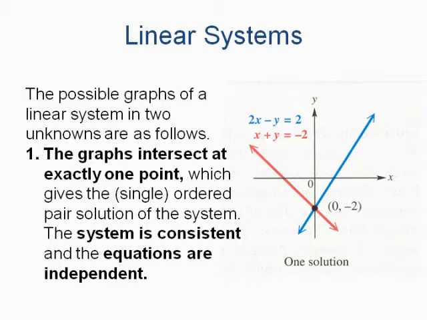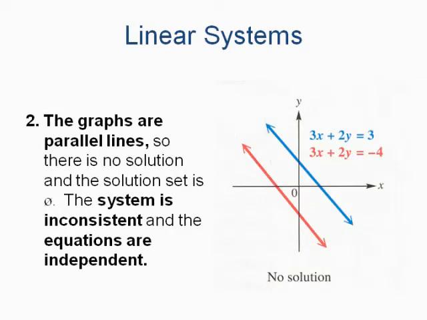Okay, now if you think about this, if we're plotting two lines on the same graph, there are three different things that could happen. The lines could intersect at exactly one point, which is shown in this picture. And this system is called a consistent system, and the equations are independent of one another. That's what we're really trying to do whenever we solve systems of equations: find the point at which the two lines intersect, the xy value, which in this case is the point 0, -2.